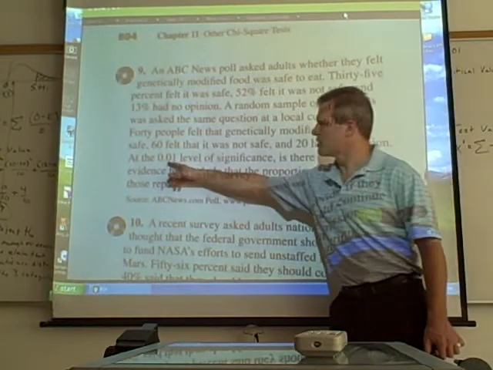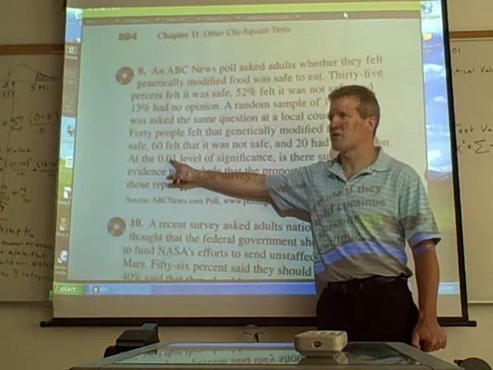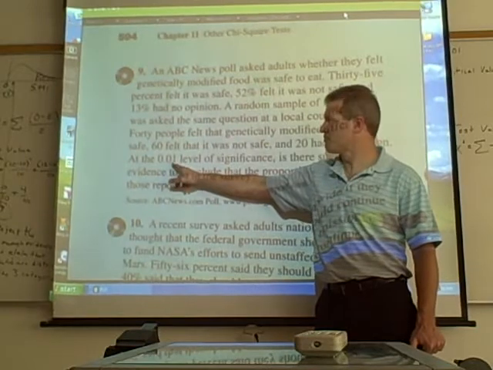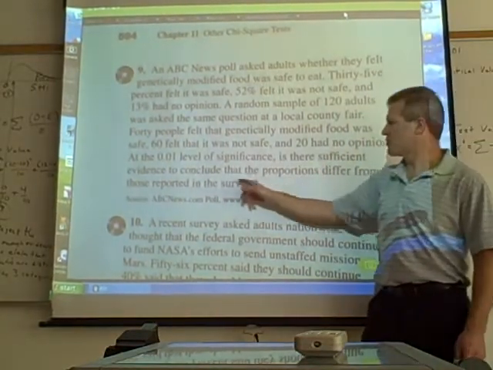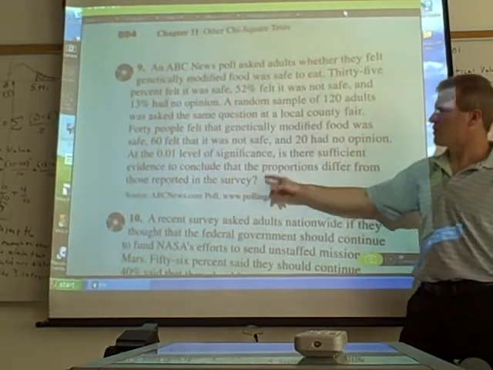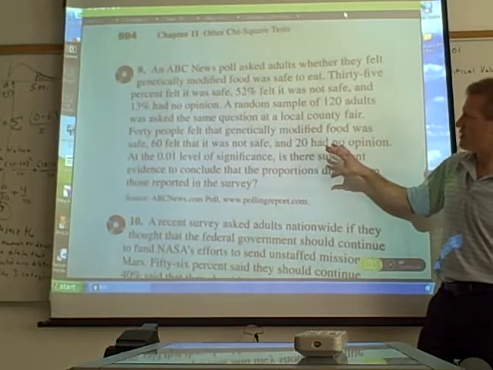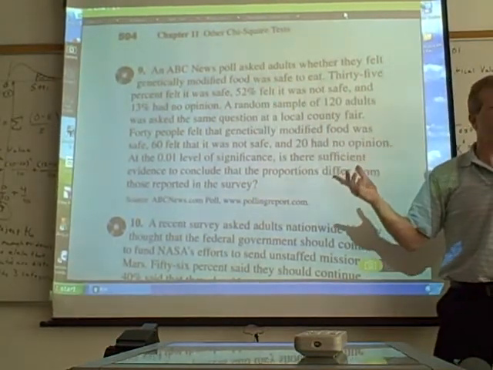At the 0.01 level, that's your alpha value. That's your probability of type 1 error. We're going to have a 1% chance that we reject our null even though it's true. So at the 0.01 level of significance, is there sufficient evidence to conclude that the proportions differ from those reported in the survey? Basically they're claiming that the proportions in the survey, these percents up here, are not accurate. That's what the claim is.